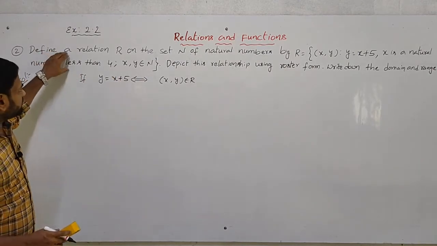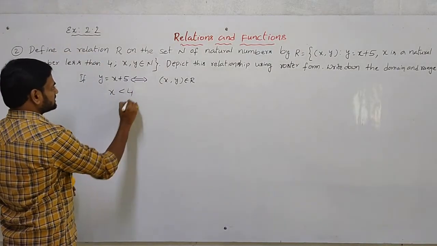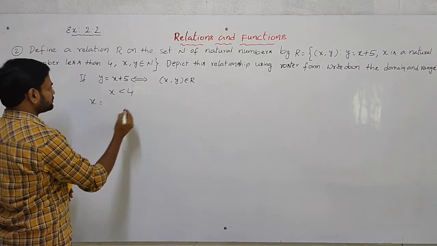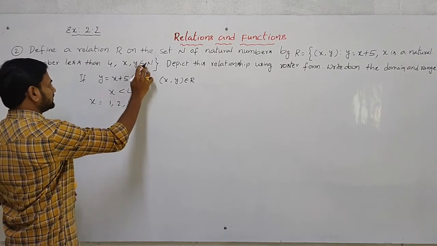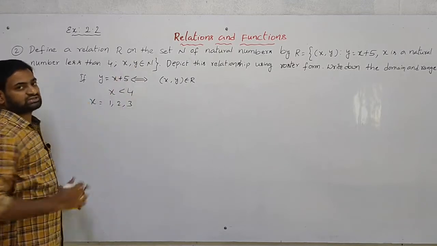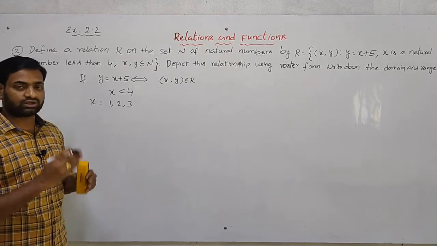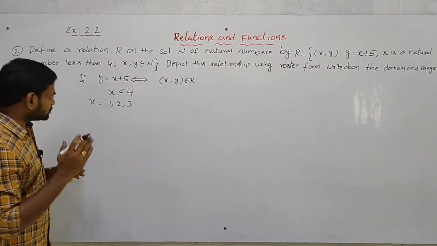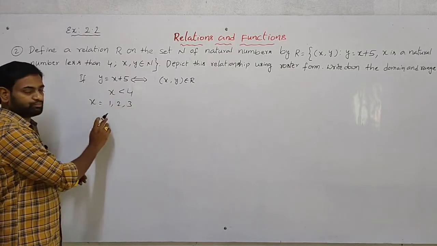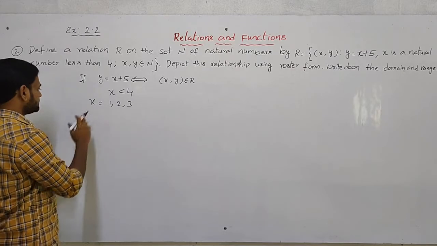Now leave this one. Now what are the x values? The x values are less than 4. Less than 4 means which values do we have? 1, 2, 3, from the natural numbers only. Here x and y compulsorily belong to natural numbers. So what are the natural numbers? 1, 2, 3 and so on. In that, which are less than 4? 1, 2, 3.